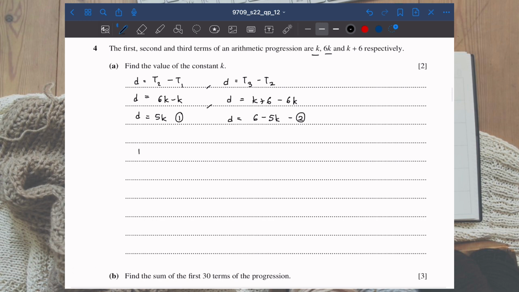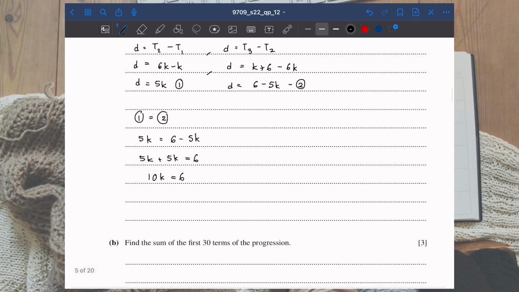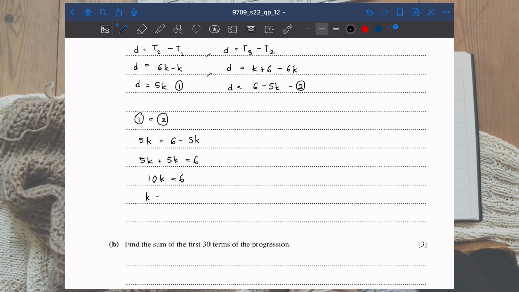So we can equate our first equation to our second equation. So 5k equals to 6 minus 5k. 5k plus 5k equals to 6. So 10k equals to 6. So our k will be 6 divided by 10, which is 0.6. So that will be your answer for part A.